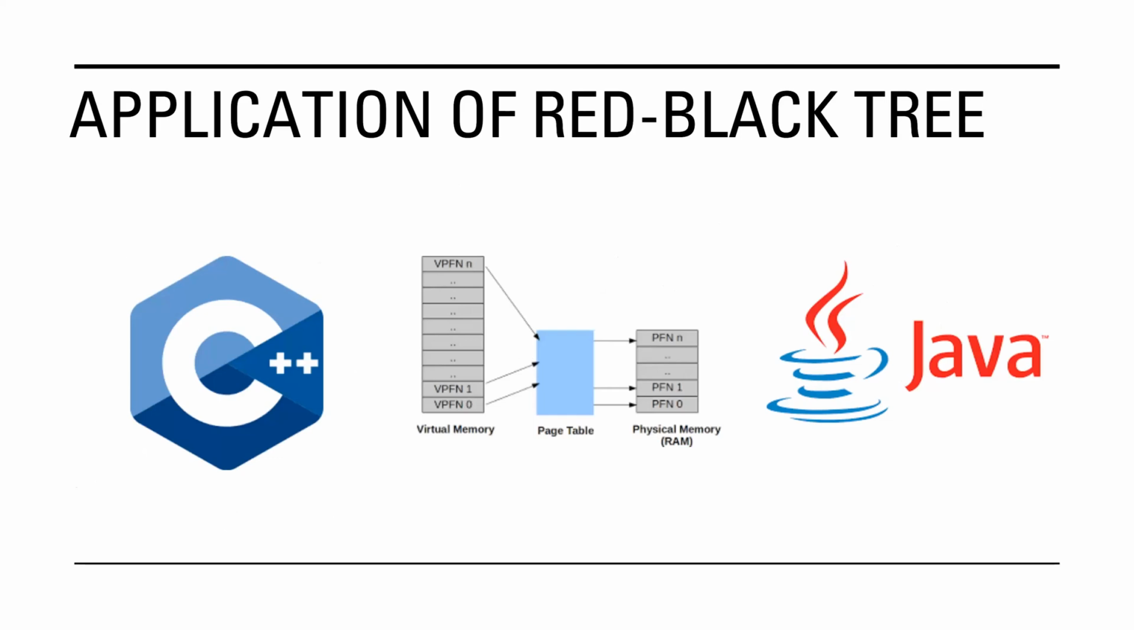So second, applications of red and black trees. Red and black trees are widely used mainly to store ordered data. It is very efficient. For example, TreeSet and TreeMap in Java, set and map in C++, and the management of Linux virtual memory are all implemented through red and black trees.